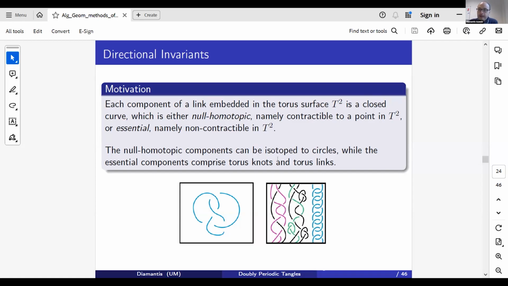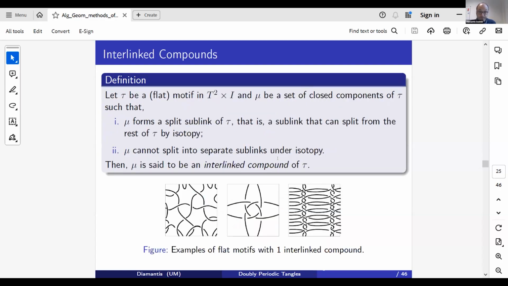So with this in mind, we try to understand a little bit the difference between motifs or DP tangloids that involve null homotopic components and those that involve essential components. And what kind of essential components? It's self-explanatory, I guess, that we will obtain an invariant. The question is how good that invariant will be. Will that be strong enough? Okay, so to do that, we first define what we call interlinked compounds.